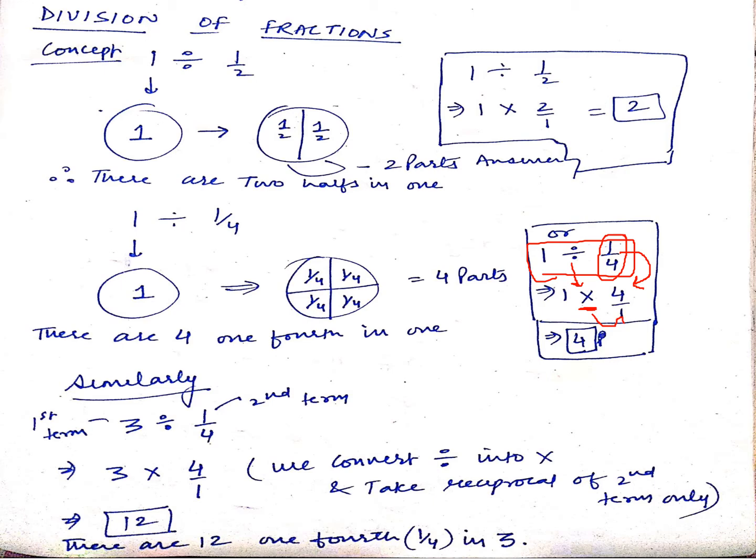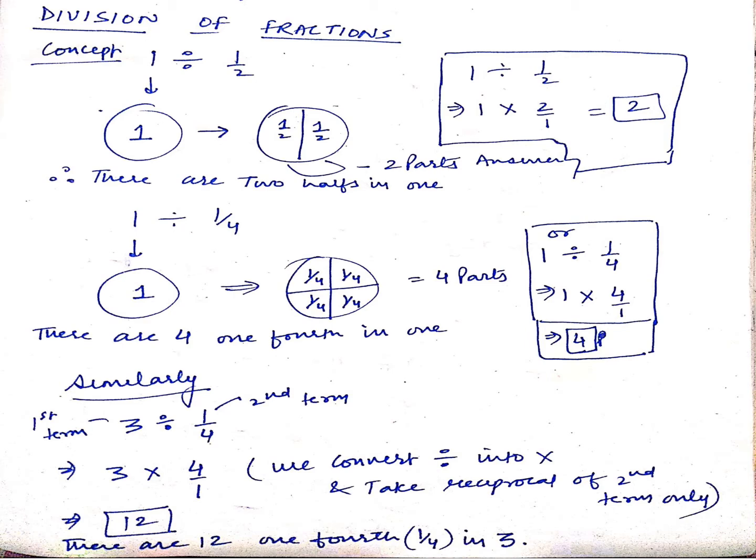It will not be admissible that you first change to multiplication and then in the next step you take the reciprocal, because they both are together steps. So 1 into 4 will give you 4 as the answer. Got it?